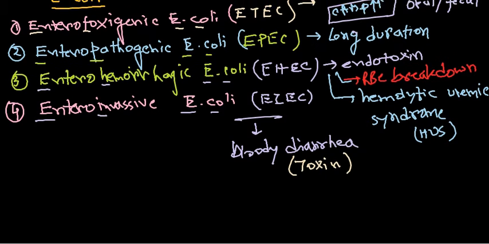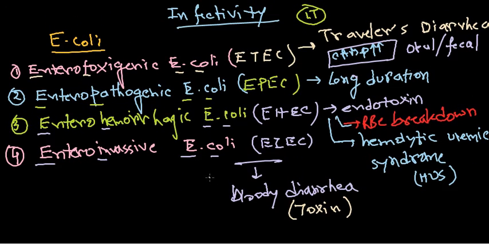And this kind of invasive E. coli and all these things can only be activated when they are transferred to the bloodstream. Normally when they are present in the gut, they are non-pathogenic, but when they are transferred to the bloodstream, in those cases they become very pathogenic and cause severe diarrhea.